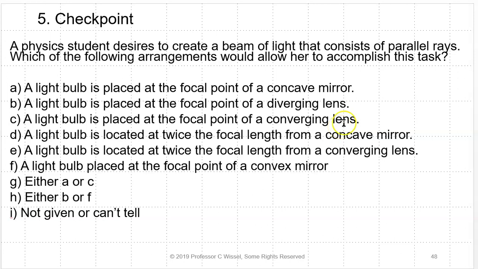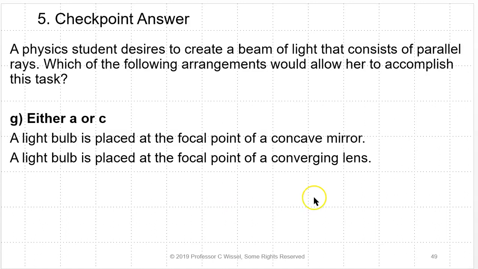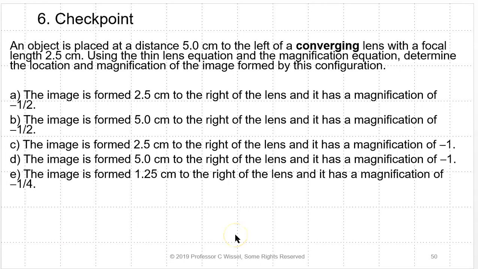And you want something at the focal point, because if you have light that's coming out parallel, that means the object is located at the focal point. So the correct answer to this is either A or C: a light bulb placed at the focal point of a concave mirror, or a light bulb placed at the focal point of a converging lens, a convex lens, positive mirror, positive lens.